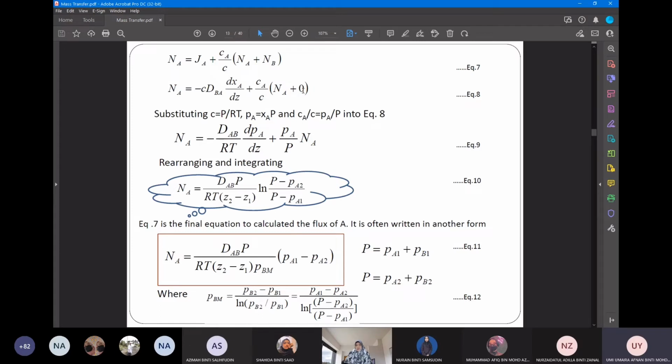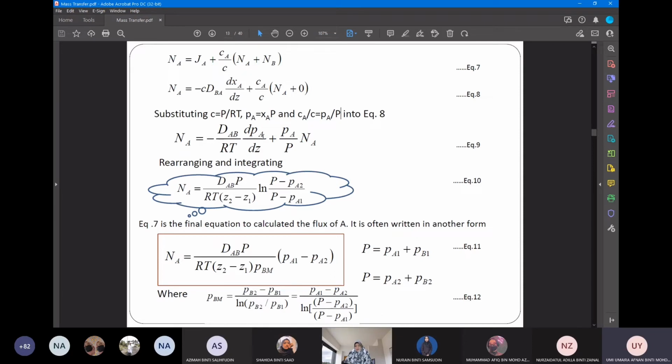Okay, NB is equal to 0. Since you have this in terms of mole fraction, and you can also have concentration here, you can play around with this formula and substitute into the above equation. When you substitute into the above equation, you get equation number 9 in terms of partial pressure.